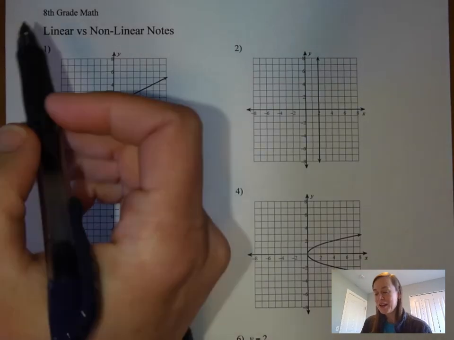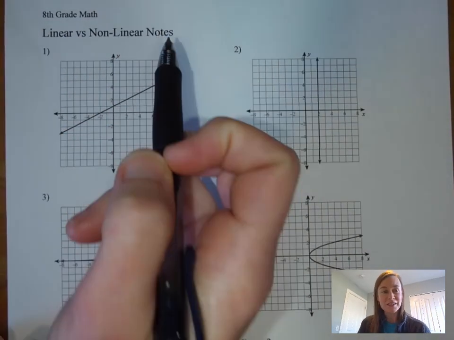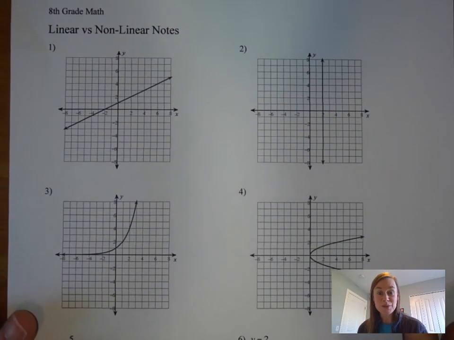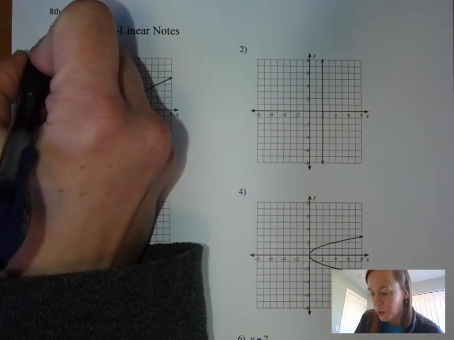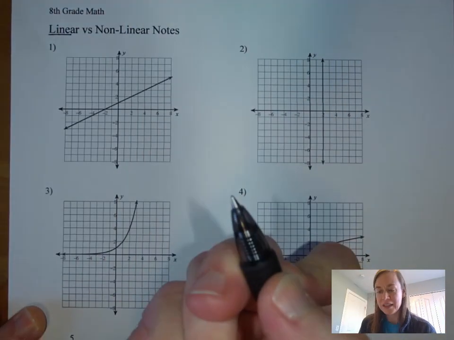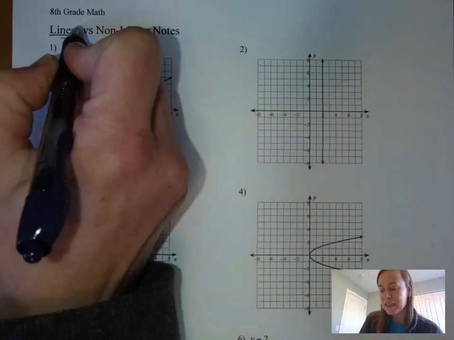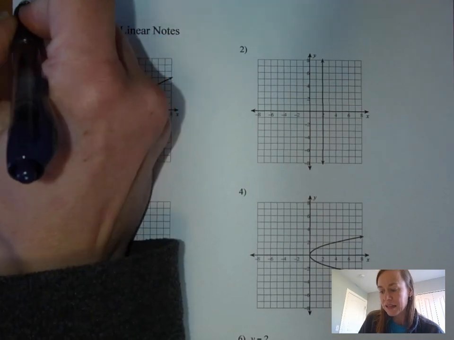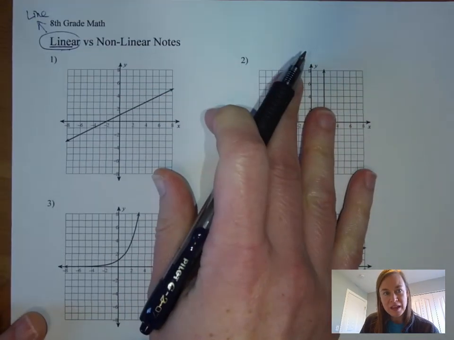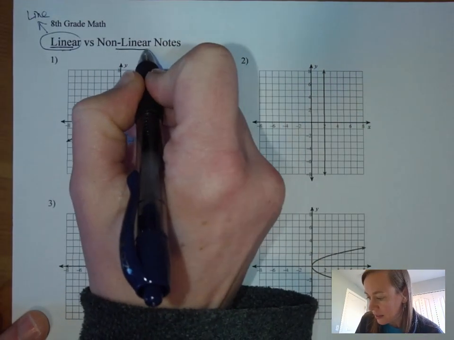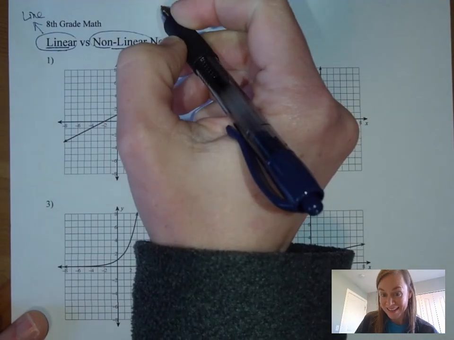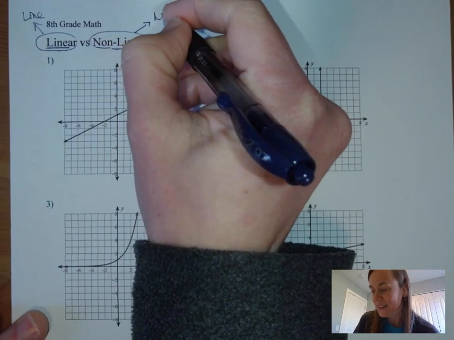Today we're going to be talking about linear versus nonlinear. So first off, let's talk about what those words mean. You might have noticed this word line inside the word linear. So when it says linear, this means a line. And when it says nonlinear, as you might guess, it means not a line.